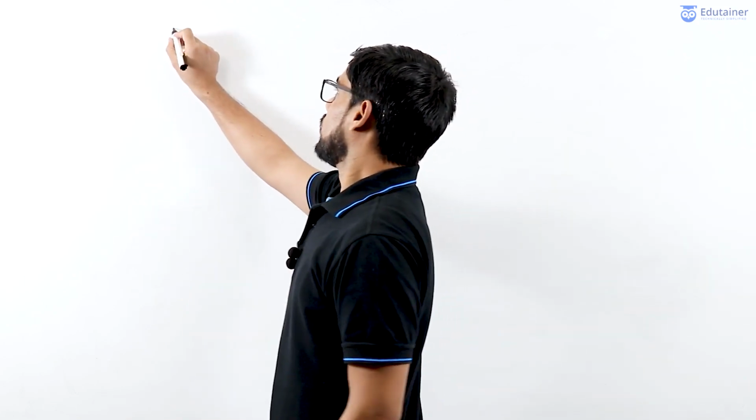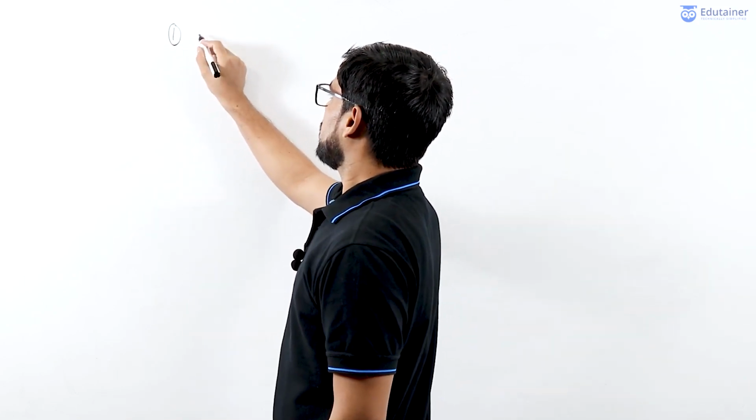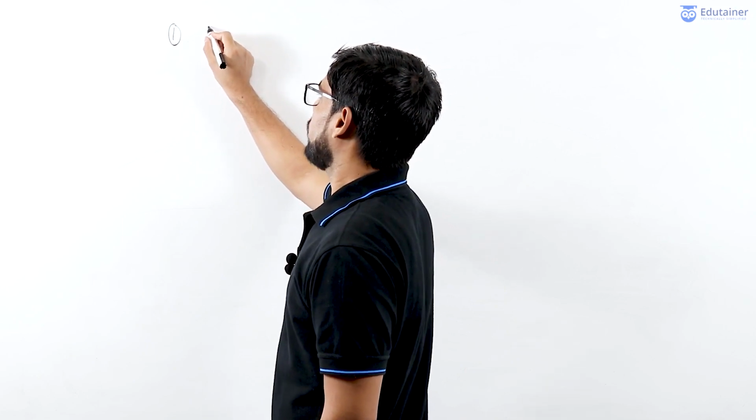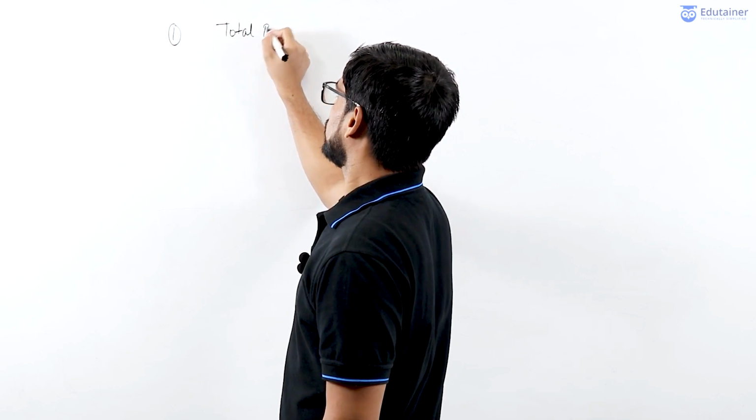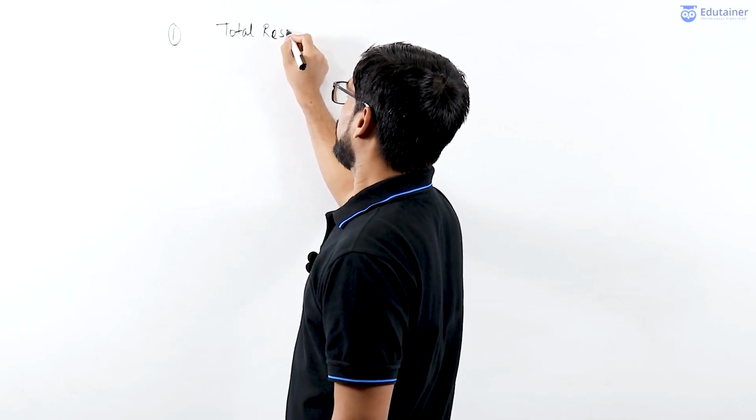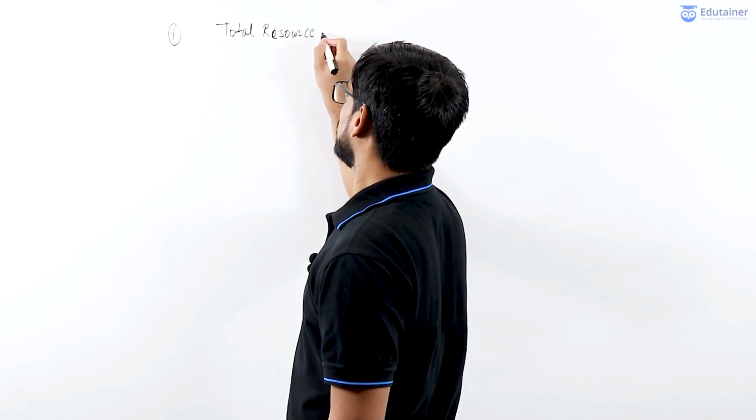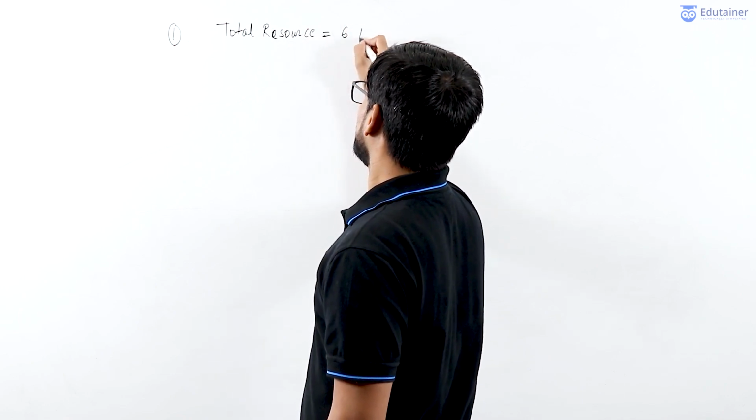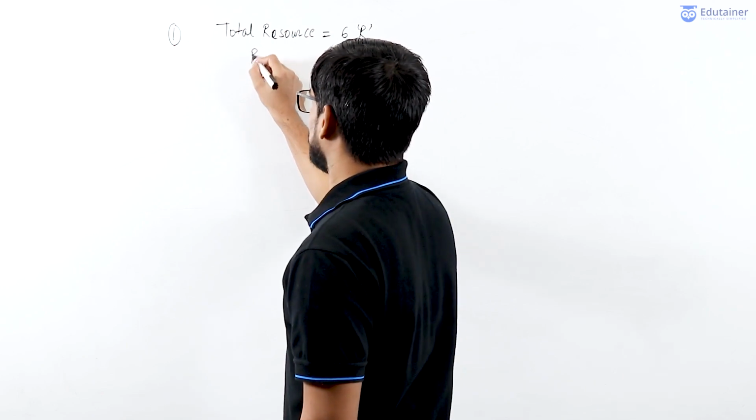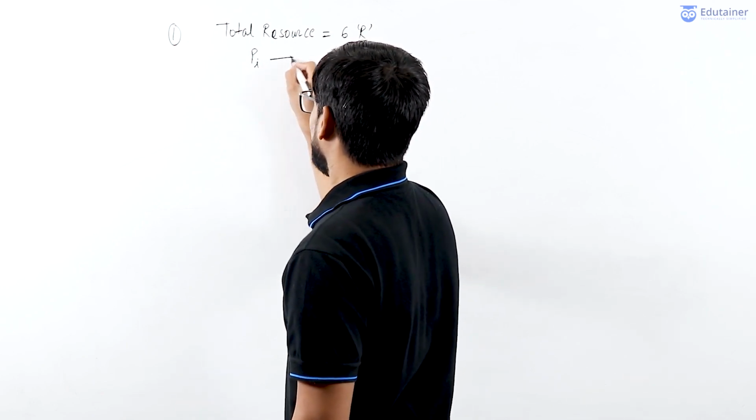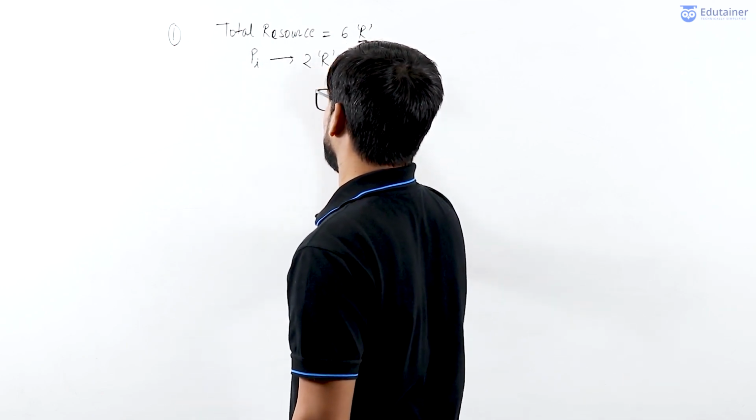Hi everyone. So let's take some more examples related to the deadlock problem. One problem is, let's say the total number of instances of a particular resource is 6. So 6 instances of resource R are available and each process Pi requires 2 instances of resource R.